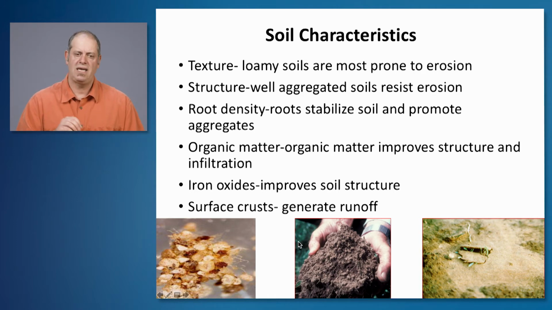And surface crusts. As a raindrop hits the soil surface, it dislodges silt and clay particles that can coat the soil surface, like in this photo here below. These sheets of sediment are slowly permeable to water, and they create almost like highways for surface runoff that can then create greater shear stresses on the soil surface, detaching more particles and creating severe erosion.